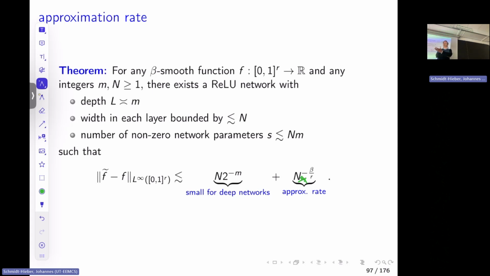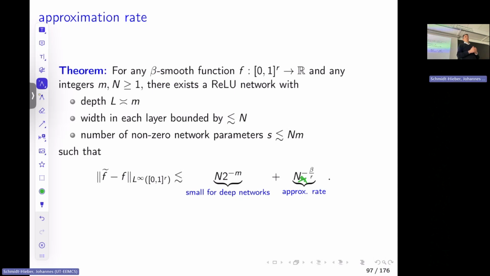Who knows that? We could give people a small exercise. What's the number of parameters of such a neural network? Say every hidden layer has exactly width capital N, and we have m hidden layers. So how many network parameters do we have then?